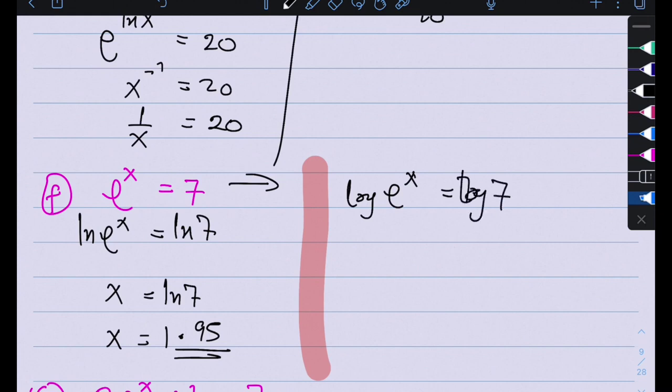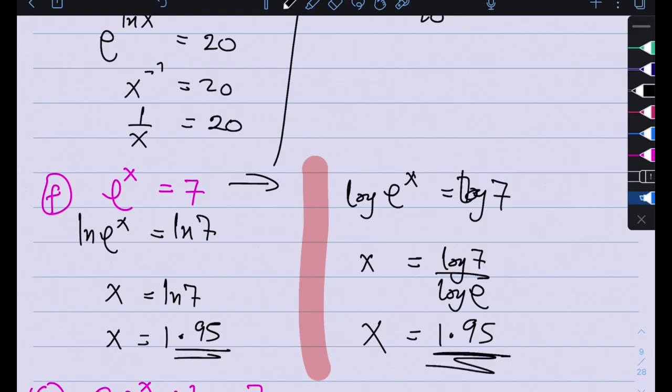Now, what if from here you just decide to take the log of both sides? log 7. So you are going to have x is equal to log 7 over log e. So let's see what that would be. Log 7 over log e. The calculator tells you that x is 1.953 to 3 significant figures.